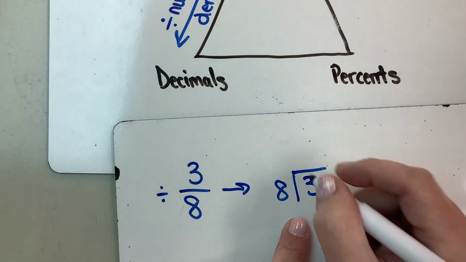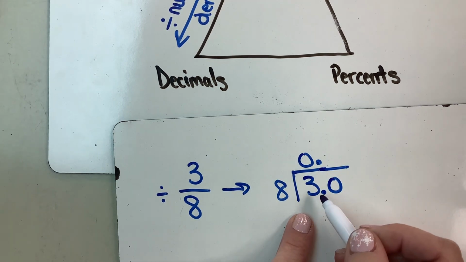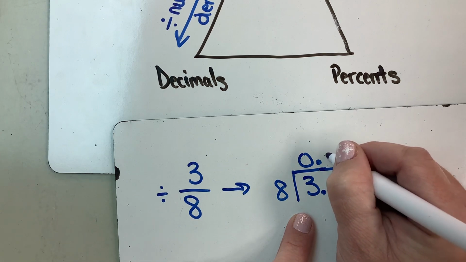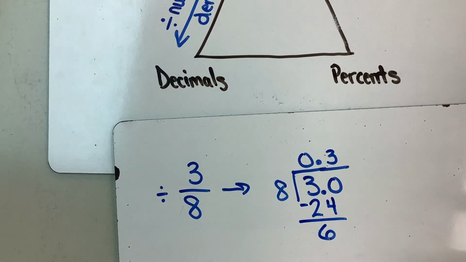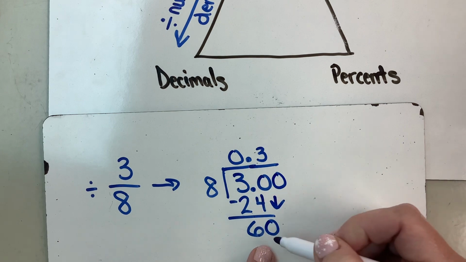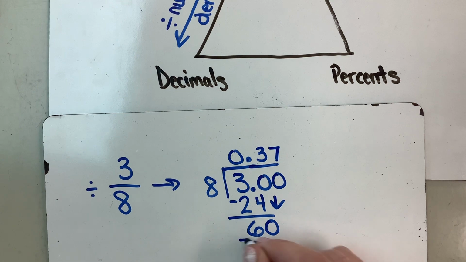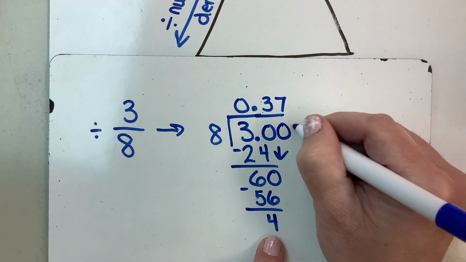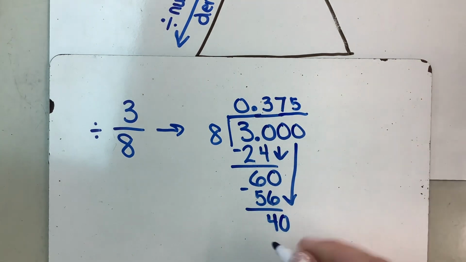Now, does 8 go into 3? No. So we're going to add a decimal and a 0. Does 8 go into 30? Yes. And it goes in 3 times. 8 times 3 is 24. That leaves 6 left over. But we can't have a remainder, so we're going to continue on. We're going to add another 0. 8 goes into 60 7 times, which is 56, and leaves 4 left over. But again, we're not done, so we're going to add another 0. And then 8 goes into 40 5 times.